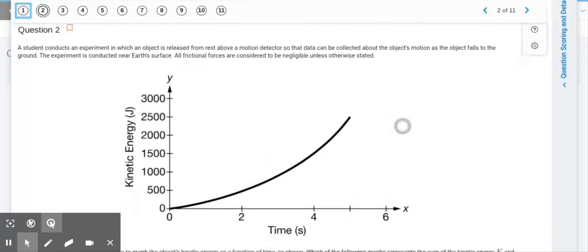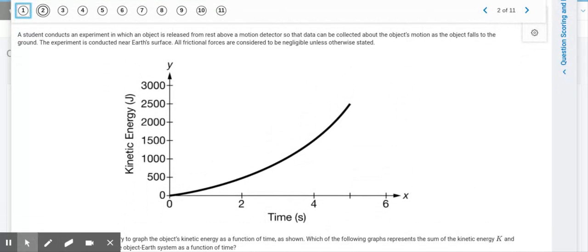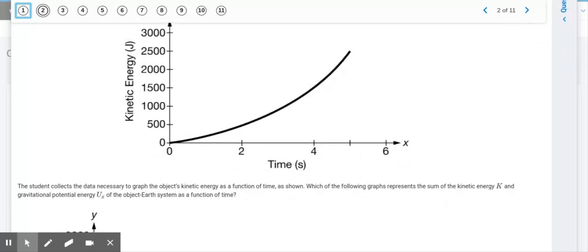Okay, here we go. An object is released from rest above a motion detector so the data can be collected about its motion as it falls to the ground. The experiment is conducted near the Earth's surface. All frictional forces are considered to be negligible unless otherwise stated. So something's in free fall, and then there's no friction. Great.